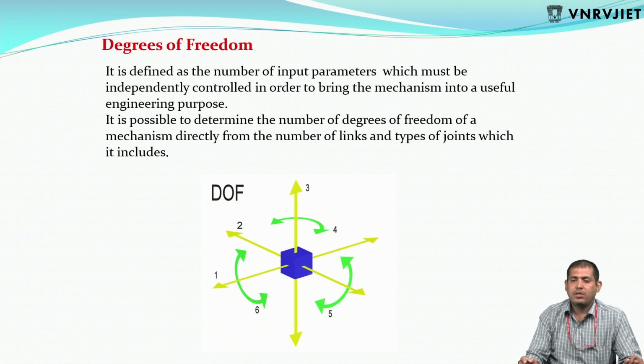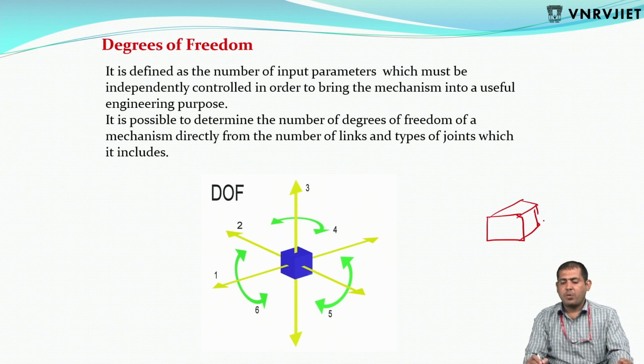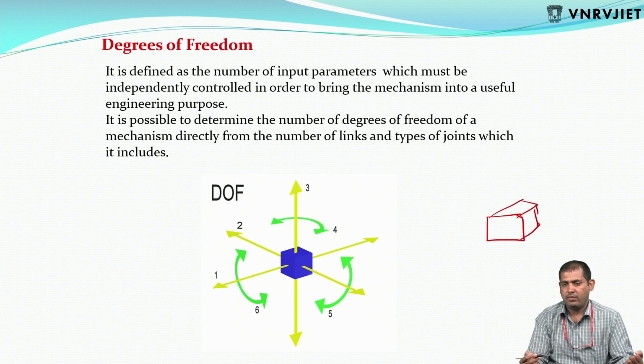Next, the important thing is the degree of freedom. There are different pairs and joints which move relative to one another, so the important thing we are going to study is the degree of freedom. Simply, if an object is moving in space, it has 6 degrees of freedom. It can rotate and translate in its own ways, so it has 6 degrees of freedom.